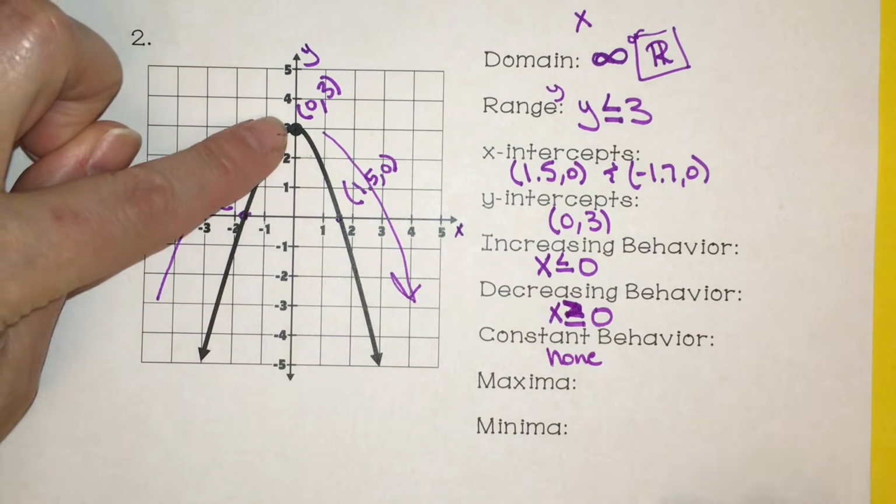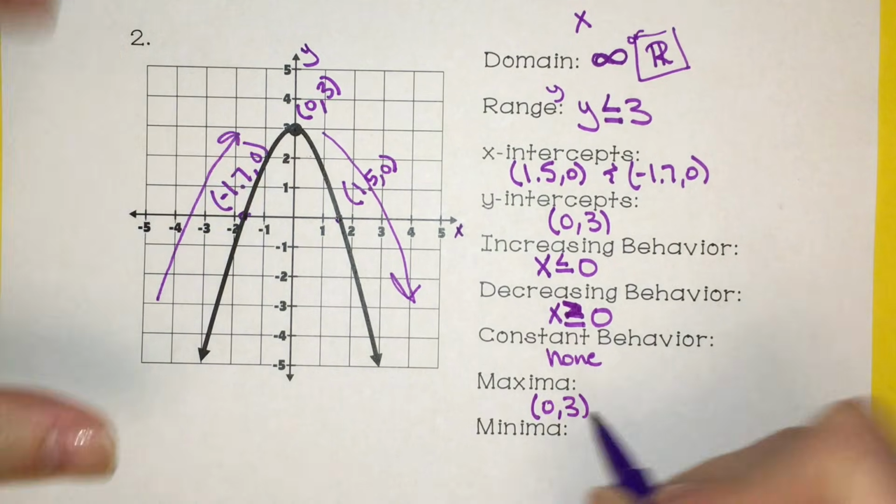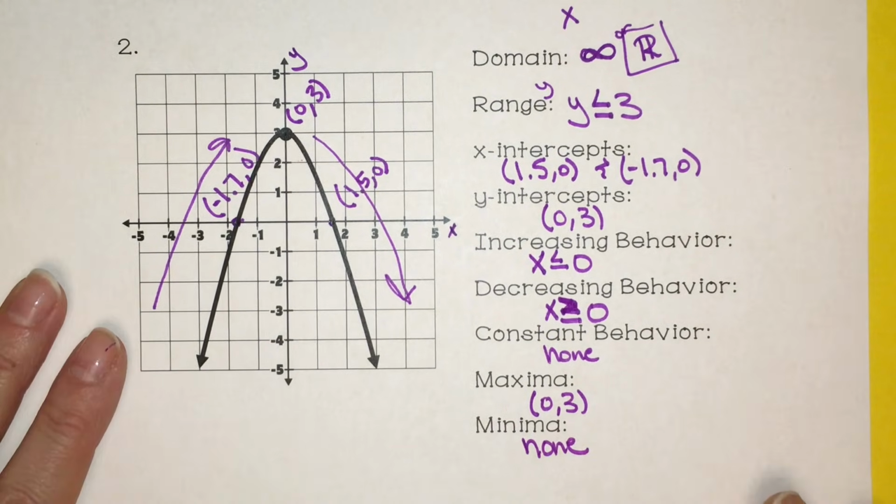Maxima is the very top point. We already know the coordinate, 0, 3. And the minima, there is none because it continues going down. All right, hopefully you were able to get those.